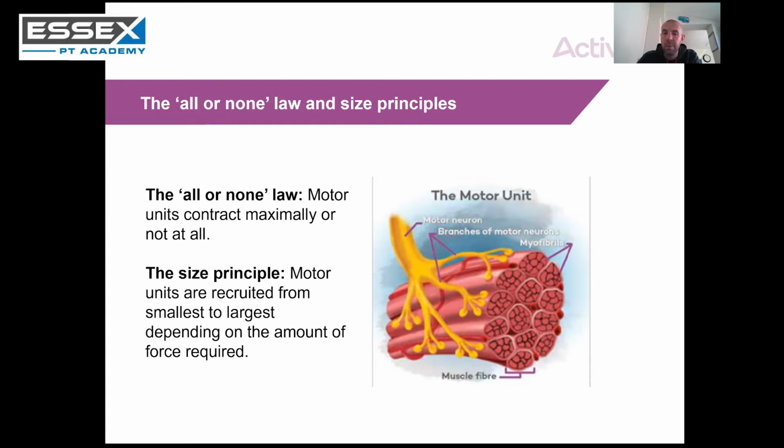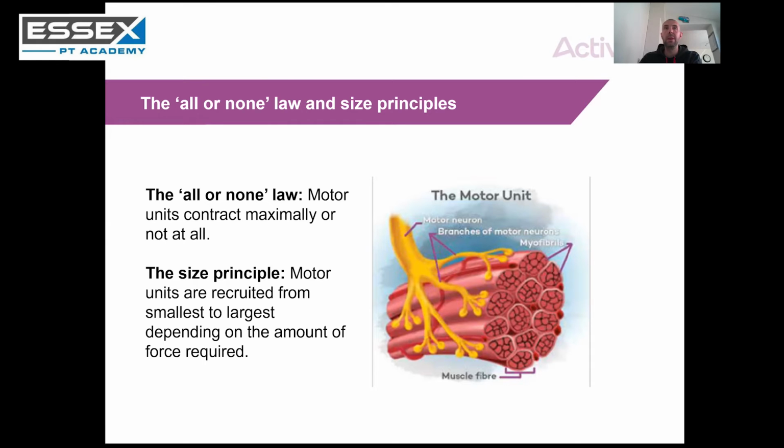So one neuron, and as you can see from the diagram there, it connects to a load of different myofibrils, or muscle fibers. And that one motor neuron will fire all of those muscle fibers, and it will do it or it won't do it. There's no half firing or quarter firing. It will fire those regardless. So the size principle is the motor units are recruited from the smallest to the largest, depending on the amount of force required.